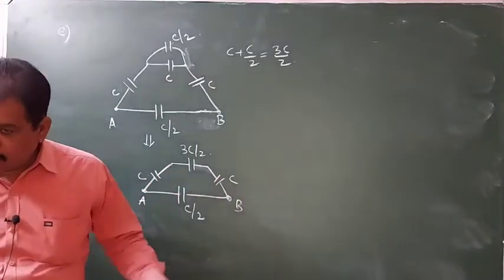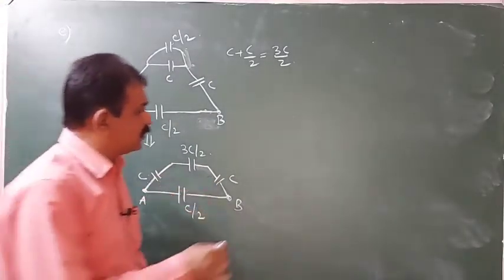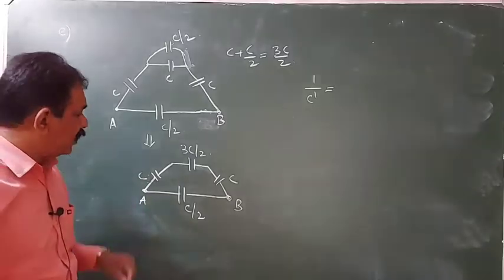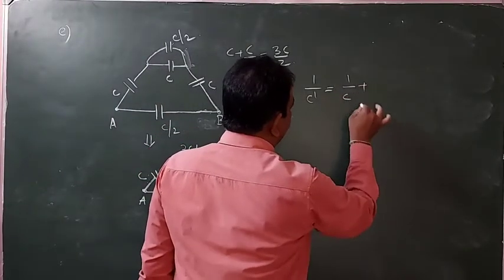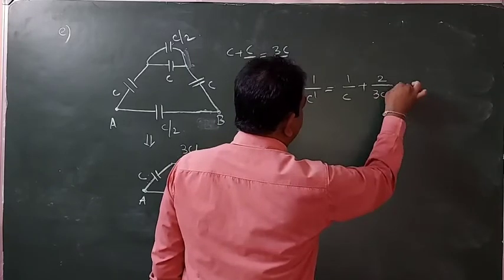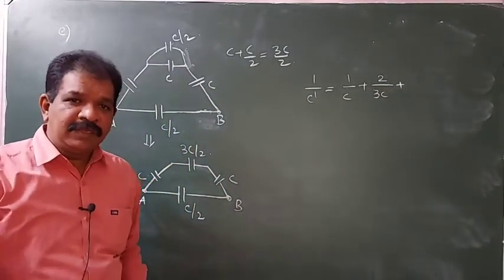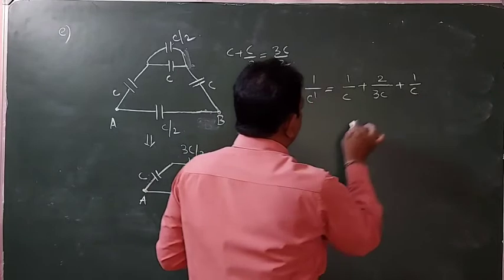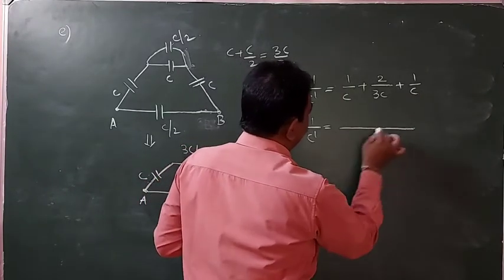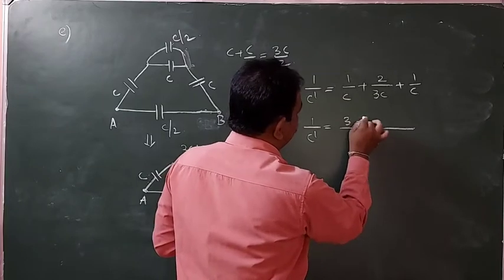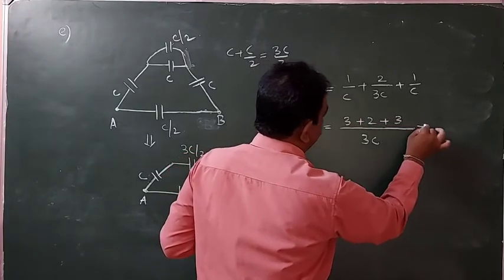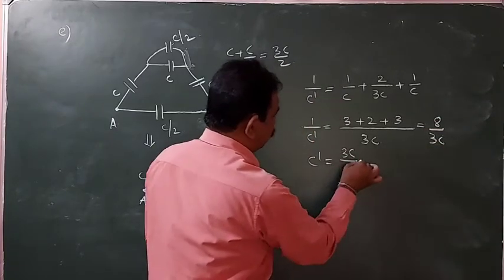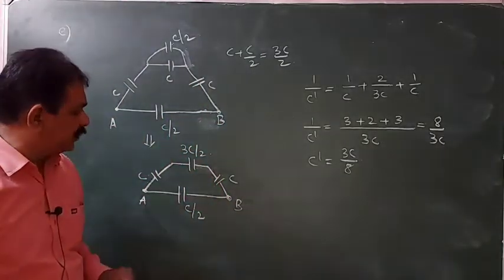The effective of these three I am assuming as C dash. 1 by C dash is equal to 1 by C1 plus 1 by C2 plus 1 by C3. 1 divided by 3C by 2 means 2 by 3C. Again it will be 1 by C. So 1 by C dash is equal to 2 by 3C plus 1 by C plus 2 by 3C. Here 3, here same 2, here 3. This is 8 by 3C. C dash is equal to 3C by 8, the effective of these three.